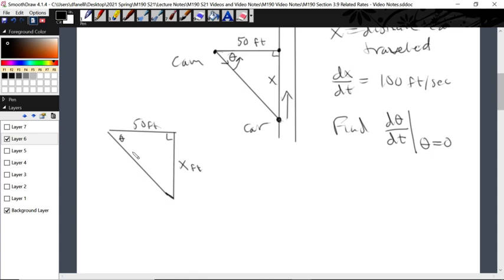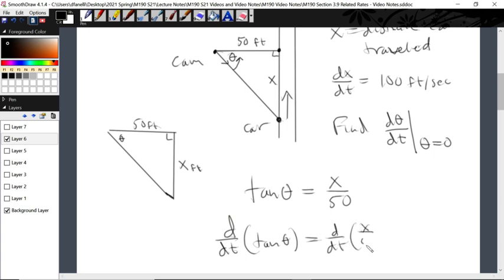Well, we need to be able to relate theta to x. How can we do that? Relative to theta, x is an opposite side, and 50 feet is an adjacent side, so we can relate them through a tangent equation. The tangent of theta is equal to x over 50. Now we can find d theta/dt by considering that theta and x are both functions of time. We know dx/dt is 100 feet per second. So let's differentiate with respect to time. d/dt of tangent of theta is equal to d/dt of x over 50.